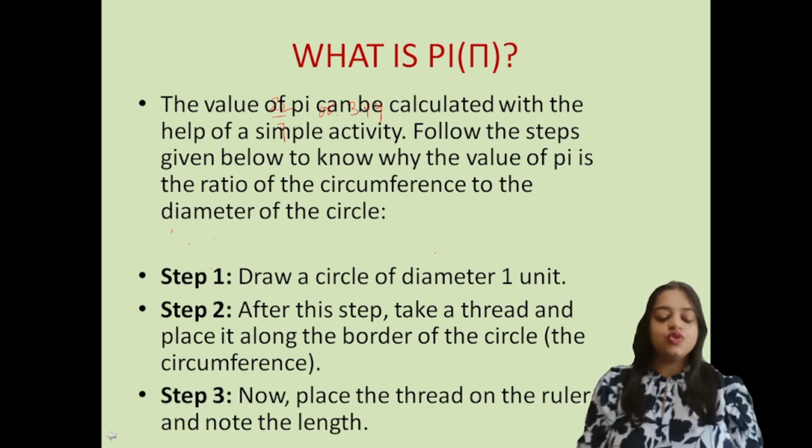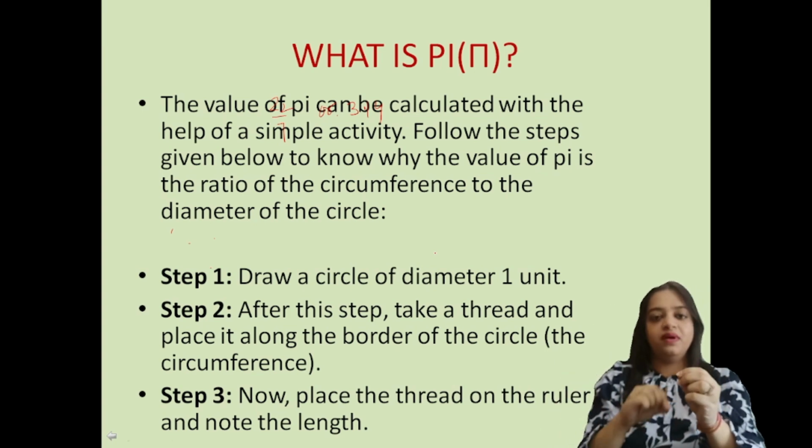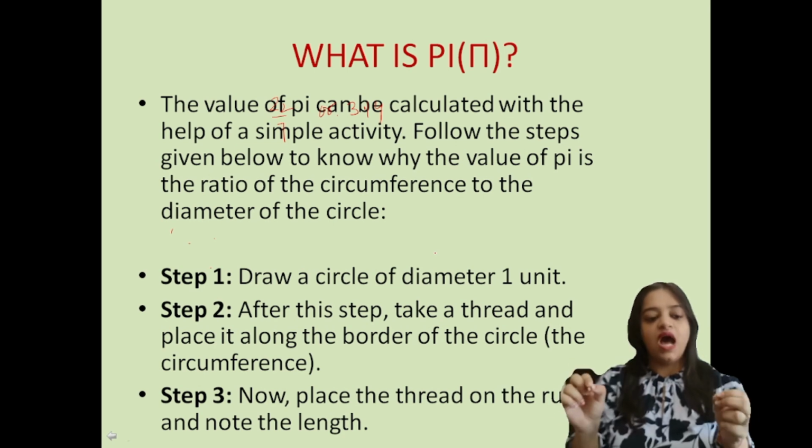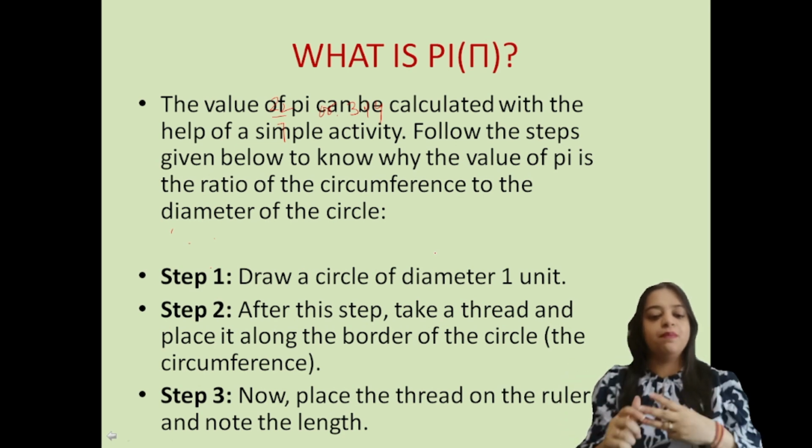स्टेप 3 इज टू प्लेस द थ्रेड ऑन द रूलर एंड नोट द लेंथ. आपने एक बार उसको सर्कल के अराउंड रैप करके लेंथ देख ली उसकी कितनी आई है. देन ओपन दैट थ्रेड एंड प्लेस इट अलॉन्ग द रूलर टू मेजर कि वो कितना आ रहा है, कितने सेंटीमीटर्स वो आ रहा है. ठीक है, सो दीज आर द 3 स्टेप्स आई एम रिपीटिंग.